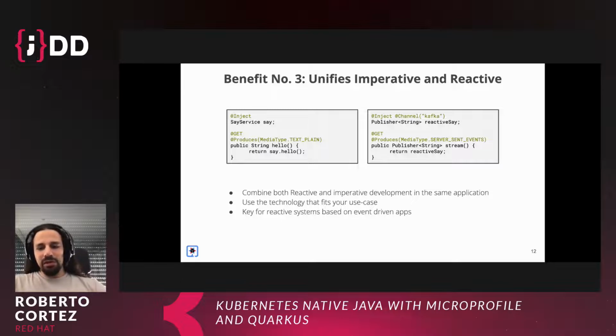Another thing is that, of course, a lot of people are interested in the reactive world, so we try to also come up with a good way for you to implement reactive applications, and you're able to even mix both just by changing a couple of annotations or annotating your code. So writing a REST endpoint that's either imperative or reactive is mostly the same. Just change a couple of annotations and you're done.